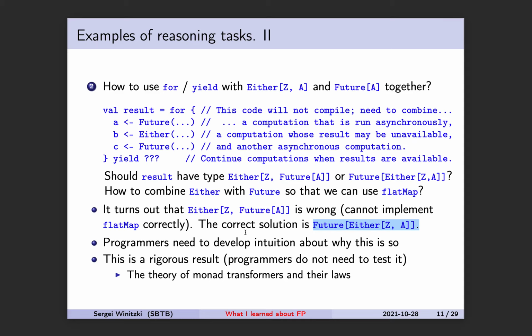Programmers certainly do not need to know these proofs, but they need to have intuition that at least there is some kind of proof and some kind of derivation that tells you what is right. There is actually a single answer, correct answer, and if you have this question, you know what to do. So you can study the theory of monad transformers and their laws if you want. You don't have to, but you need to know as a programmer that this thing exists, that this is actually objectively a wrong answer. You cannot implement flat map correctly for this type.